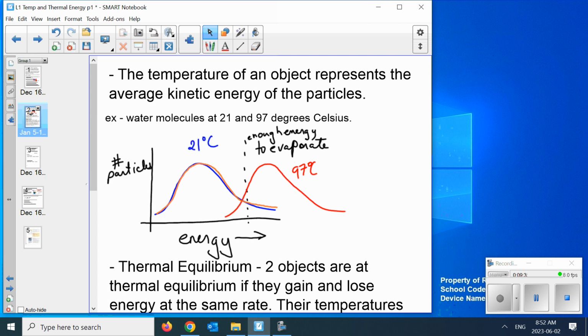Okay. So what do I got here? I got this moving. Imagine that we have water molecules at 21 degrees, room temperature. I'm going to heat them up, and I'm using 97 degrees because we're above sea level. So we have less air stacked up on top of us, so we have less air pressure. That means it boils a little less than 100 degrees.